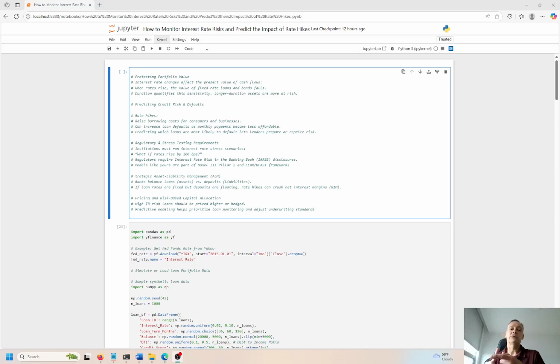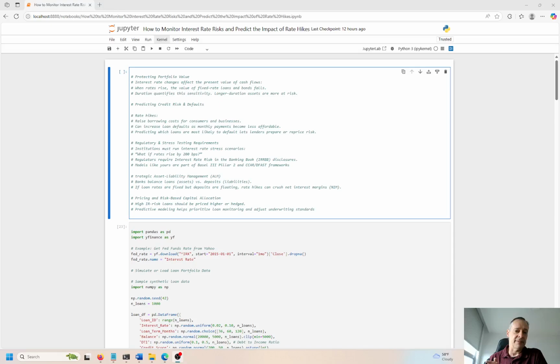Okay, so this can help you to protect your portfolio value. We can try to predict credit risks and potential defaults on loans. I have a few videos that talk to this topic. What kind of impact is a rate hike going to have on your lifestyle, on your portfolio, on your investments? There's regulatory and stress testing requirements that need to be considered, right? What if scenarios? What if this happens? What if that happens, right?